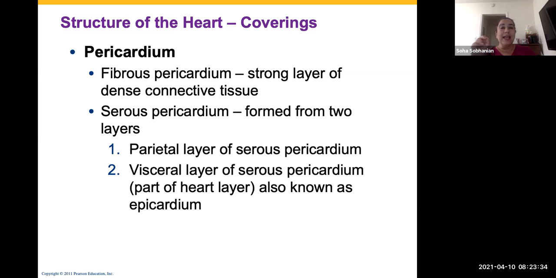So focus on the two sets of phrases that I'm using: the layers that are protecting or covering the heart, versus the layers of the heart itself. Okay? When I'm talking about the layers that are covering the heart, so protection, they're around the heart. They're not part of the heart itself, but they're protecting the heart.